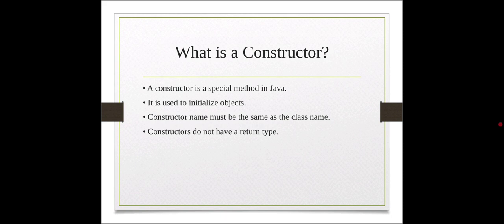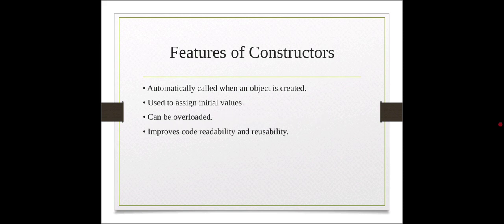Here the constructor name should be the same as the class name. For example, if the name of the class is Student, the name of the constructor should be Student. And the constructor does not have a return data type. Normally when you are using functions we have a return data type, but when you are using constructors we should not use return data types.